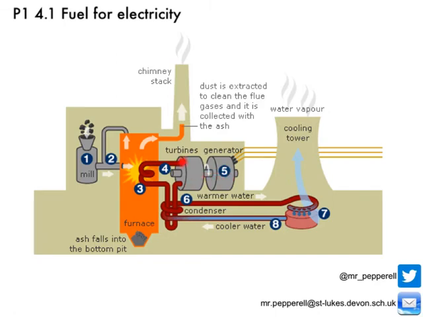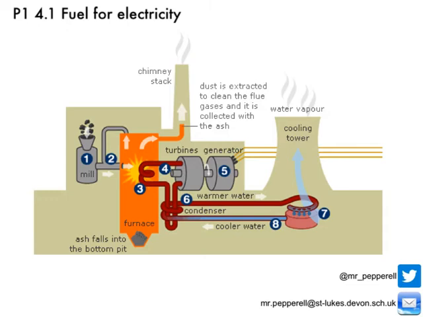So when this turbine starts to spin and turn around, it starts to turn the generator. And when the generator spins, kinetic energy, that's the movement energy of the generator, is converted into electrical energy via a process called electromagnetic induction.